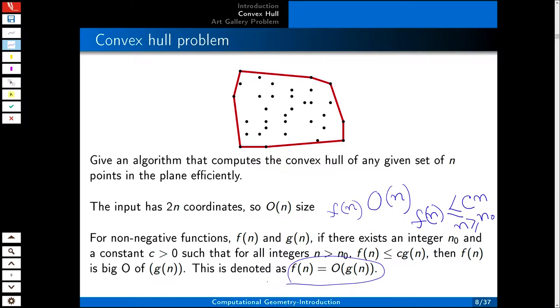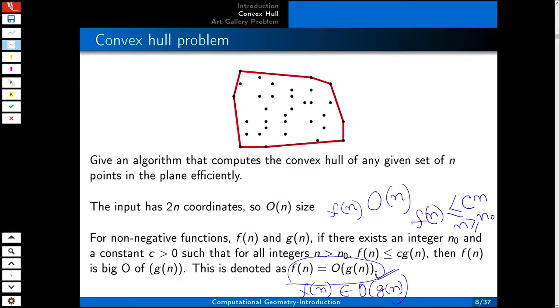This is a convention in computer science; it is not entirely a mathematically true statement. We should write that f(n) belongs to order of g(n). Why? What is order of g(n)? It is a set of functions.